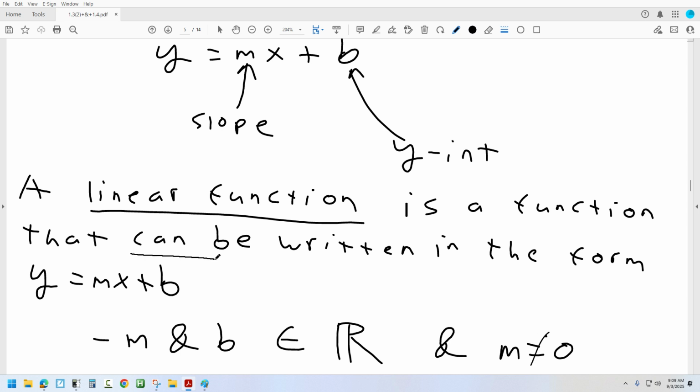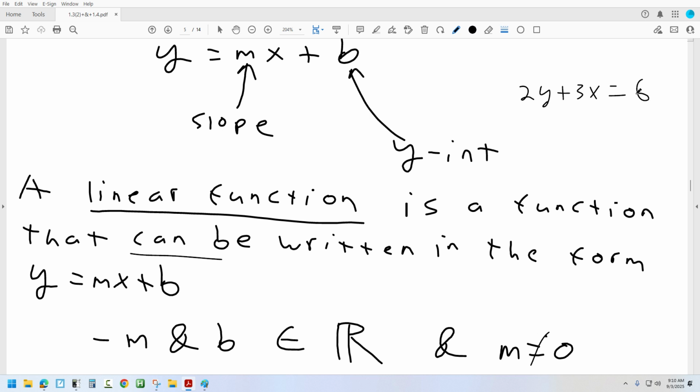Now, it says can be in that form. So if I gave you something like 2y plus 3x equals 6, is that a linear function? How about Raj? Is that a linear function? Yes, it is a linear function because it can be written as y equals mx plus b, even though it isn't right now. How would I get that in y equals mx plus b?